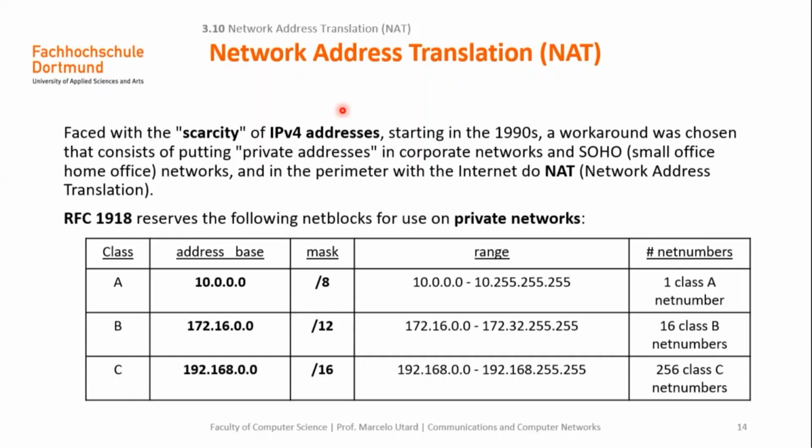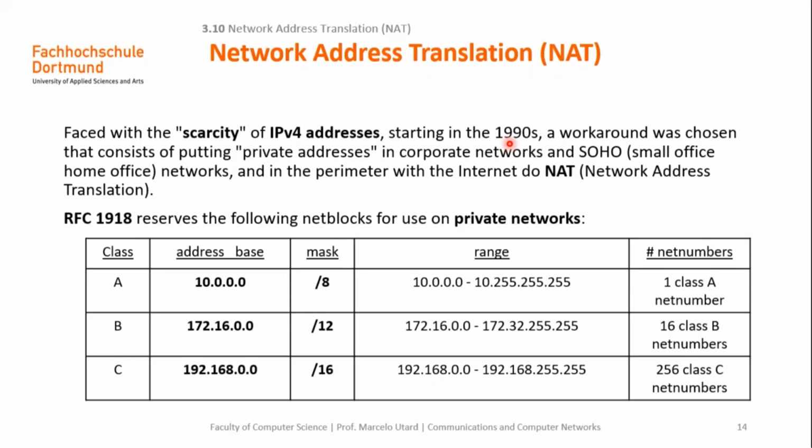In this subchapter, we will talk about a particular mechanism called NAT, Network Address Translation. Faced with the scarcity of IP version 4 addresses in the 90s, a workaround was chosen that consists of putting private addresses in corporate networks and small office home office networks, and in the perimeter with the internet do NAT, that mechanism called network address translation.